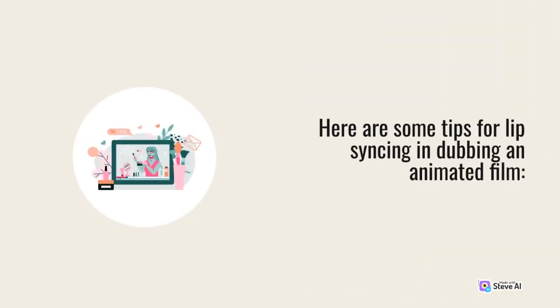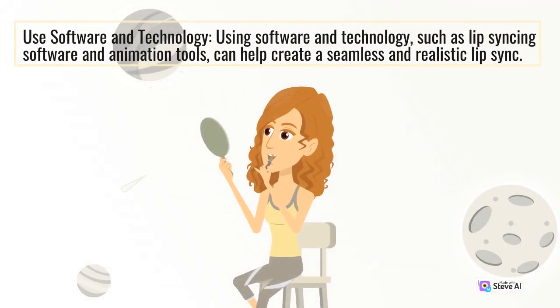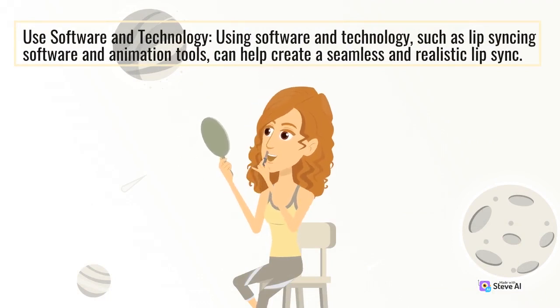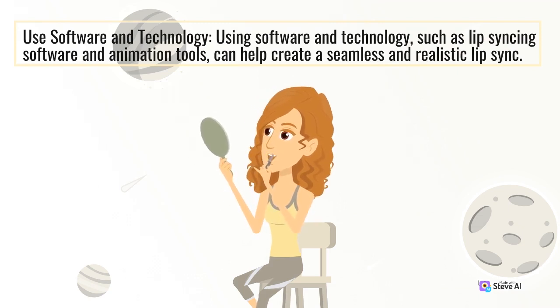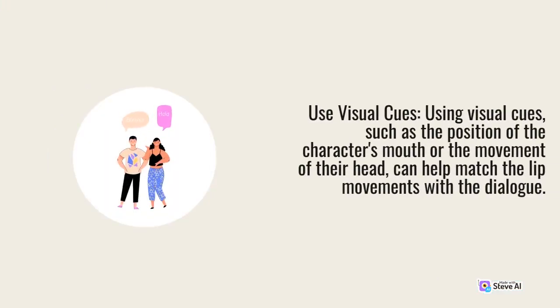Here are some tips for lip syncing and dubbing an animated film. Use software and technology. Using software and technology, such as lip syncing software and animation tools, can help create a seamless and realistic lip sync. Use visual cues. Using visual cues, such as the position of the character's mouth or the movement of their head, can help match the lip movements with the dialogue.